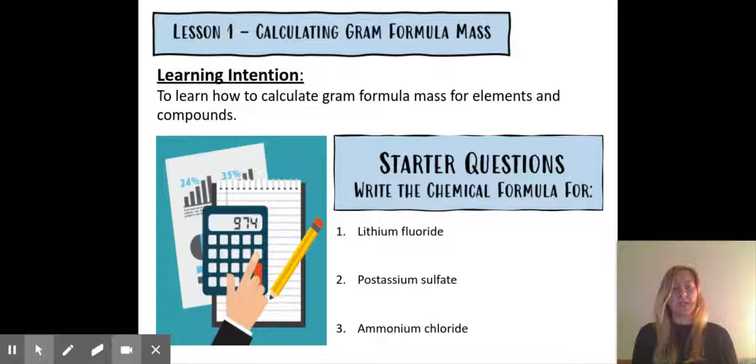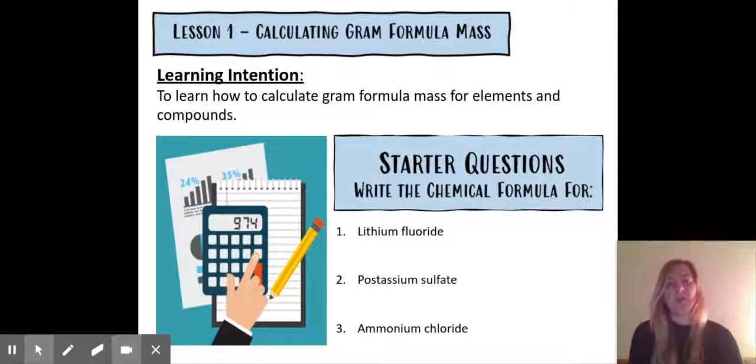Some starter questions then are to recap writing chemical formula. You have lithium fluoride, potassium sulfate and ammonium chloride. Now you will need a data booklet handy. You are going to need to look at page 8 for the complex ions like sulfate and ammonium. Pause the video and give that a wee go and then check your answers once you're finished.